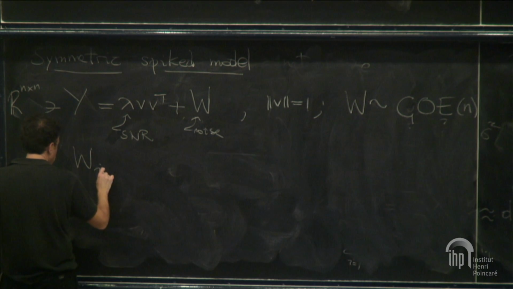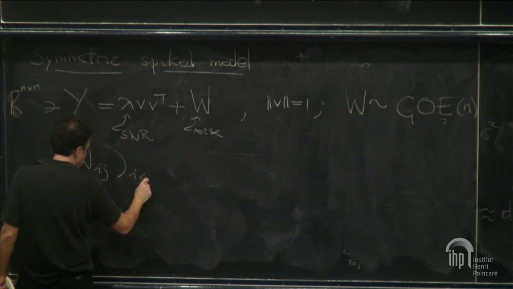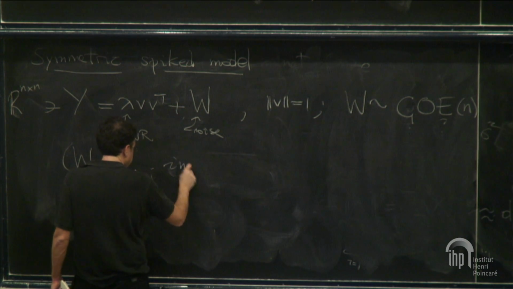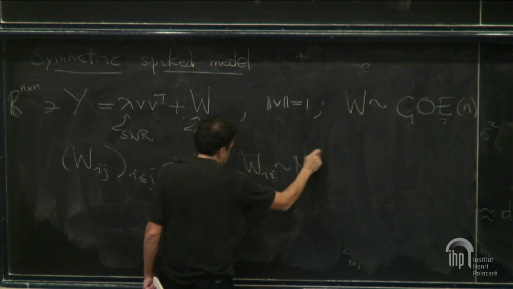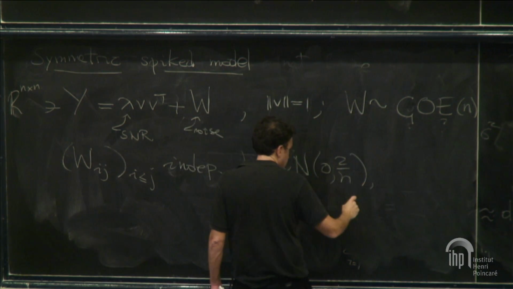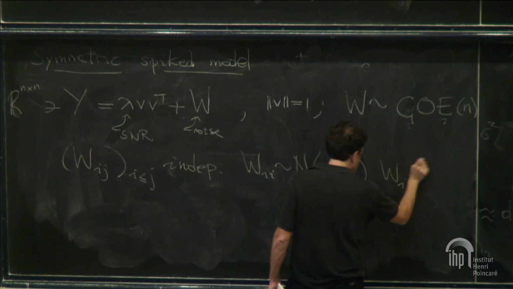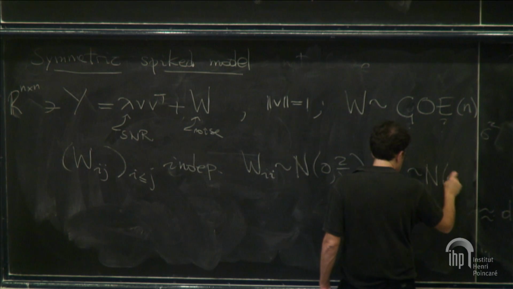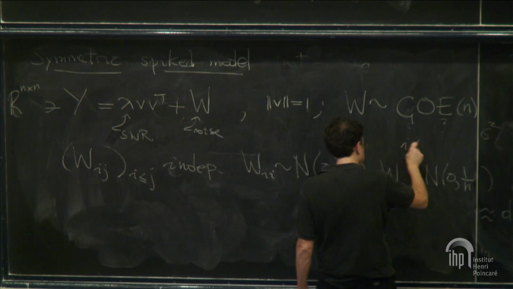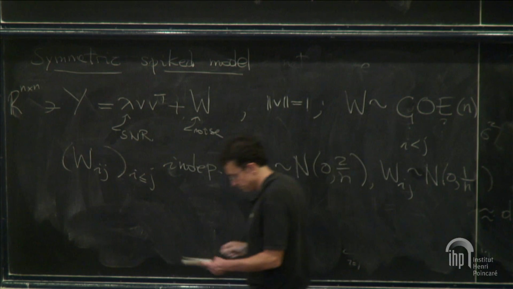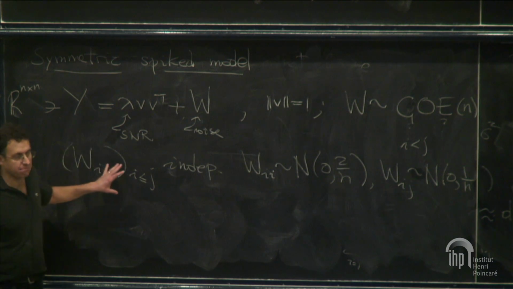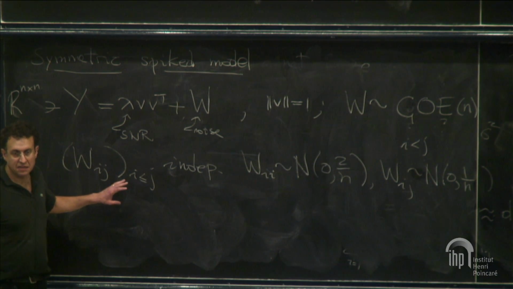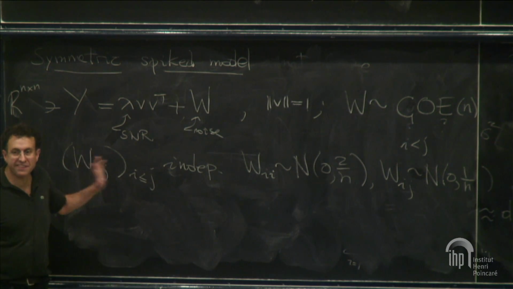It means the following: that Wij, i less or equal than j, are independent, with Wii normal 0, 2 over n and Wij normal 0, 1 over n for i less than j. So for the calculation that I'll do, this doesn't really matter. The precise distribution matters just for one thing that I will say at the end. But I think it's useful just to fix an idea.